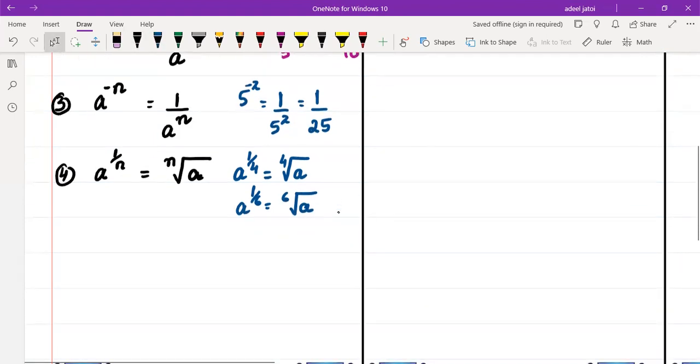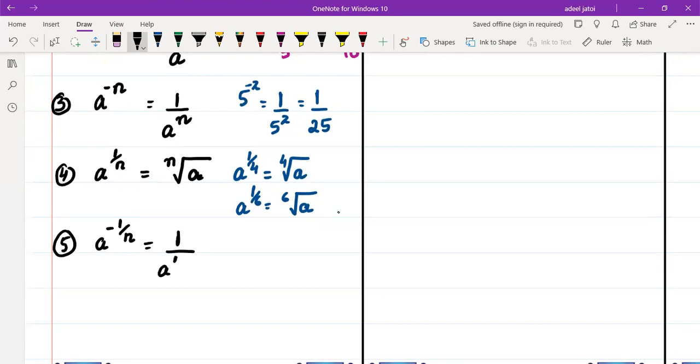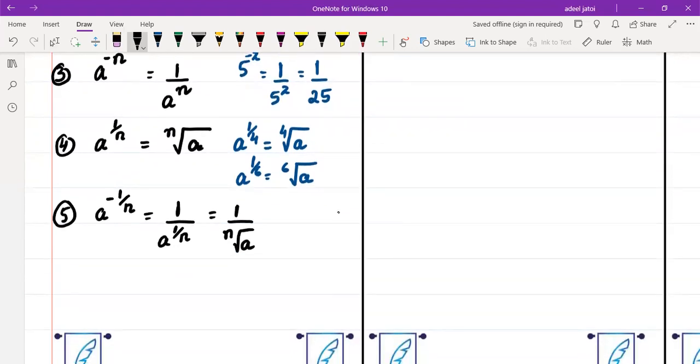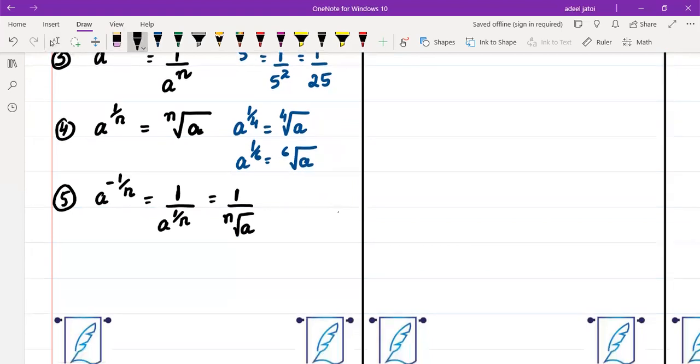Rule number 5 says that if we have negative power, a to the power -1 upon n, this should be positive: 1 upon a to the power 1 upon n, and this should be written as 1 upon the n-th root of a. That means any power that is negative will be reciprocal and become positive as in power, and then the n that is in the denominator will be used as the root.